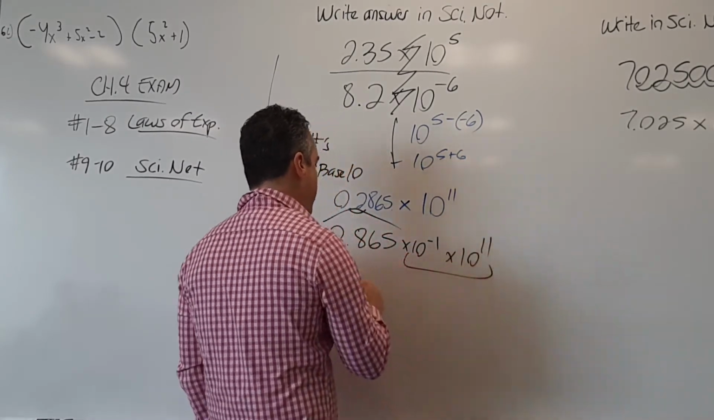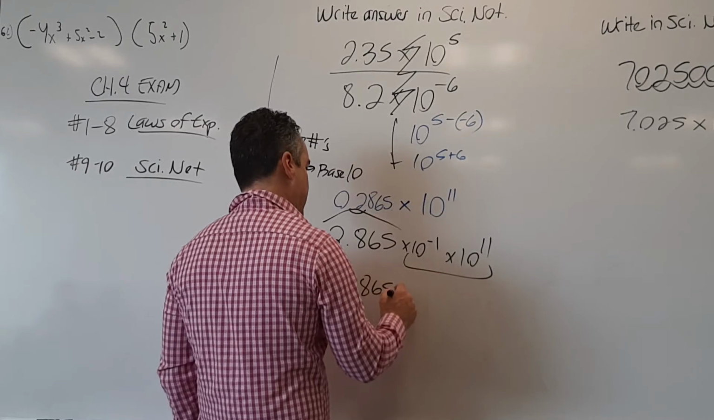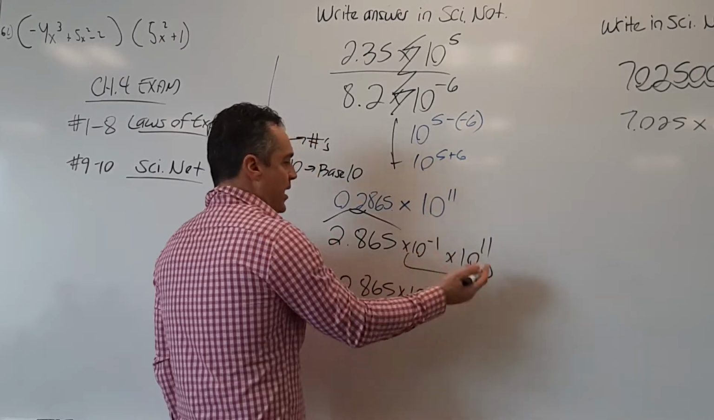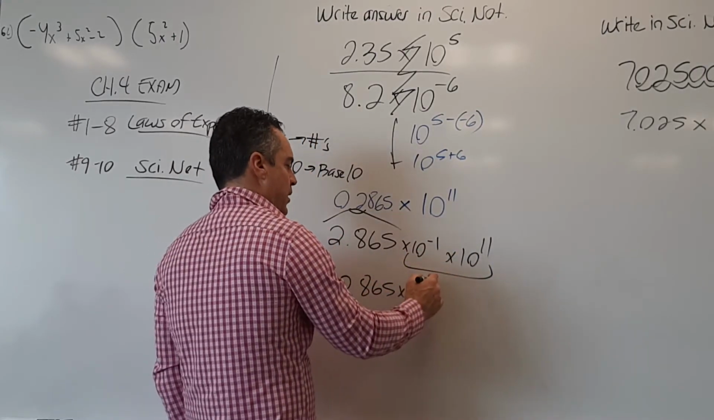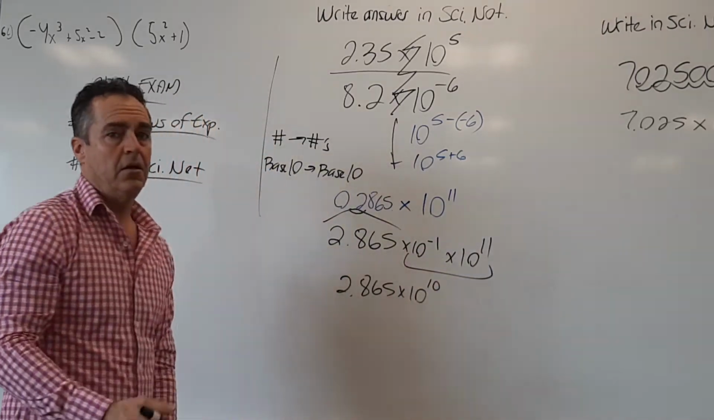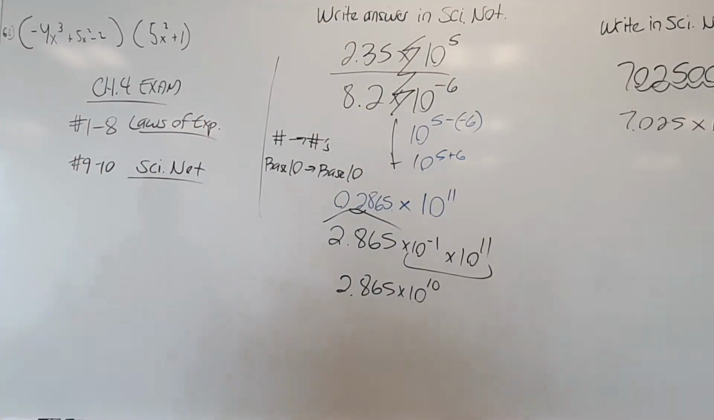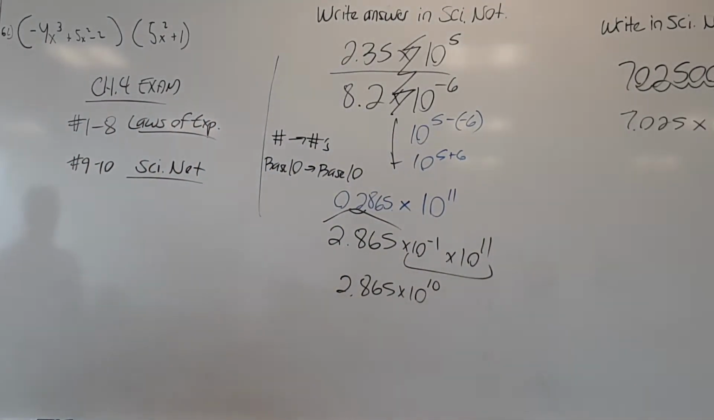Now, these have the same base, so I can say 2.865 times 10 to the negative 1 plus 11 makes 10 to the 10. Say, well, if you got that right, it's impressive. Okay? All right, so you have now covered 10 of the problems on the test. You covered about 40% of the test. And that's all we're going to do for review of the test today. We're going to teach you the new concepts for the rest of class.